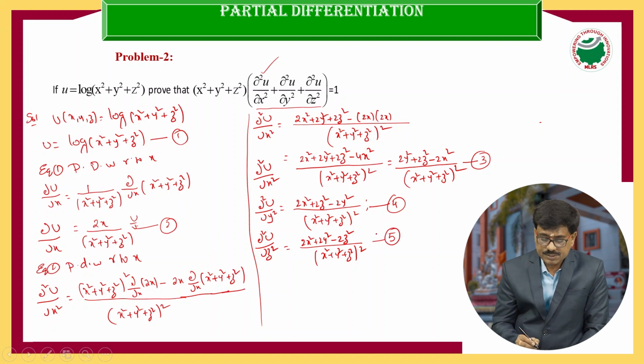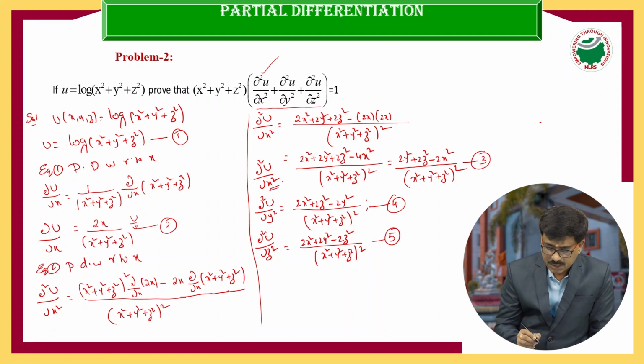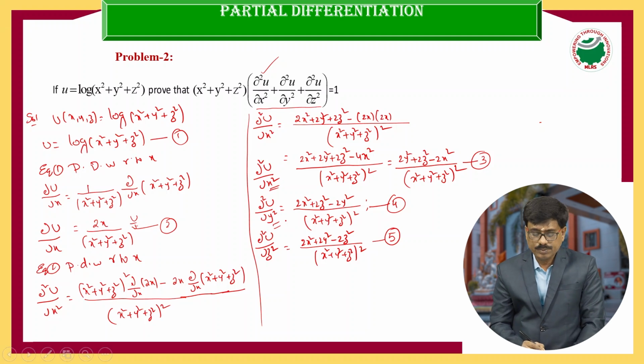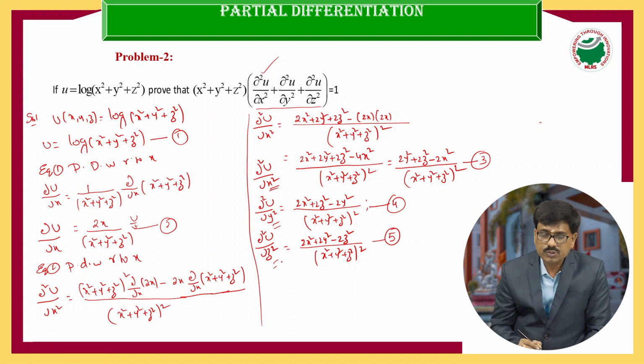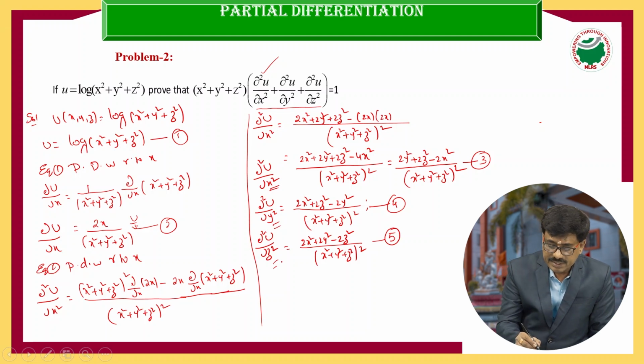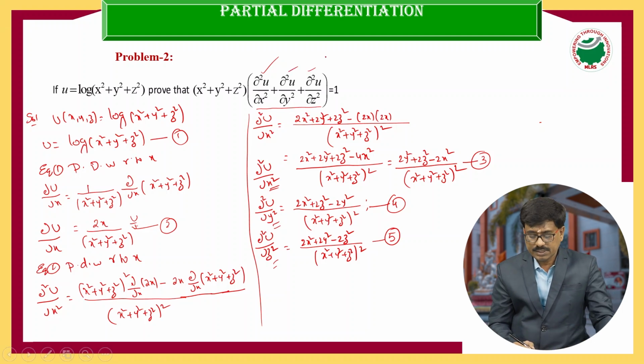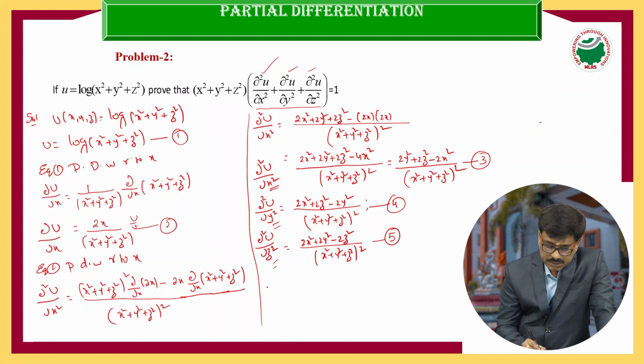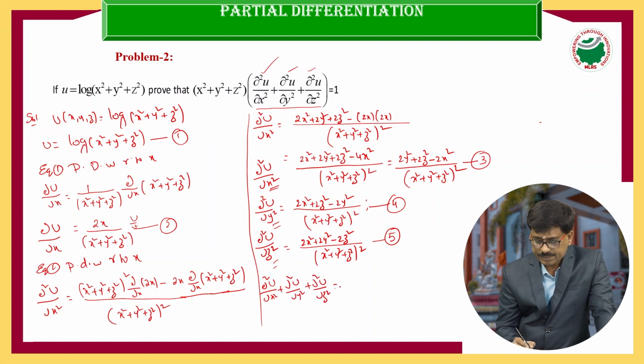First, what we got? We got ∂²u/∂x². Second, what we got? ∂²u/∂y². Similarly, ∂²u/∂z². We need to add all these three quantities: ∂²u/∂x² + ∂²u/∂y² + ∂²u/∂z².